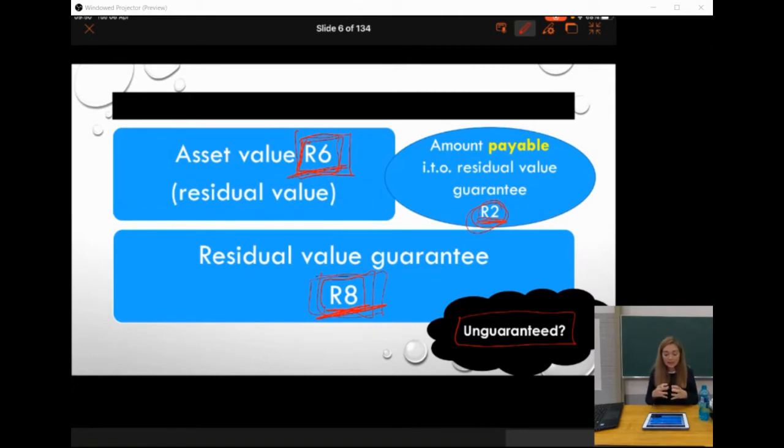So at the end of this lease term, the lessor knows that he's going to get R8 back from the lessee. And in this case, that R8 is made up of a R6 asset and R2 cash. So in this case, there cannot be an unguaranteed residual value, because unguaranteed residual value will only be the amount of the residual value over and above the residual value guarantee. Okay.